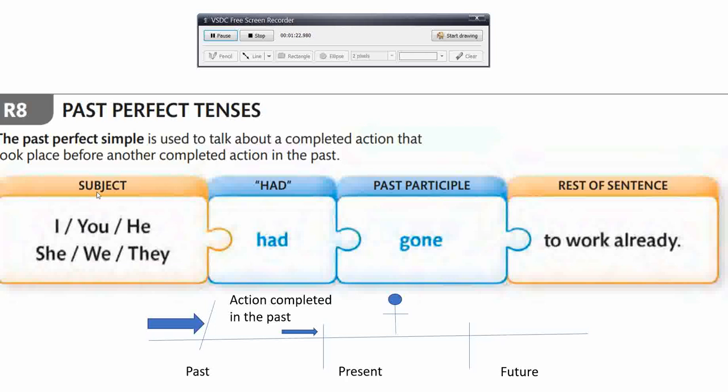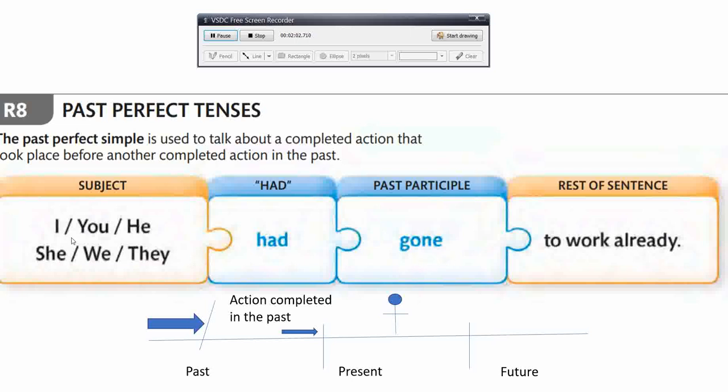Let us look at the structure. In subject, we have the first person pronoun, the second person pronoun, and the third person pronoun. That means we have all the pronouns, first, second, and third person, which will take the word had to show that it is a past tense, and take the third form of the verb to show that the action is completed when we are discussing or talking about this action.